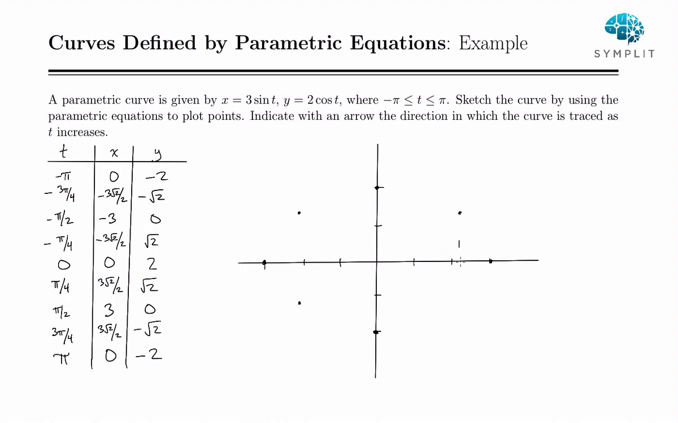And then same x value, 3 root 2 over 2, and then negative root 2. That puts us down here. And then we end up back at 0, negative 2. So we start here, and it looks like we're just traveling through that ellipse.